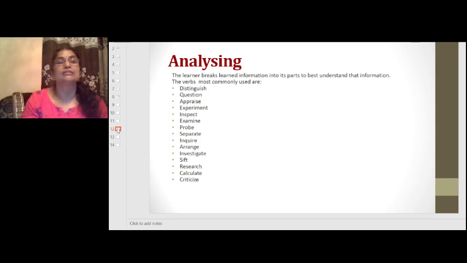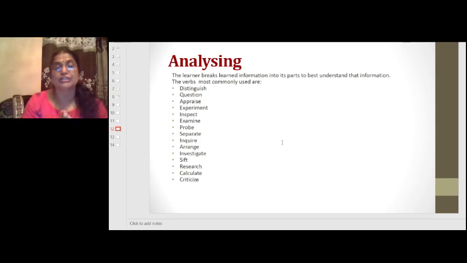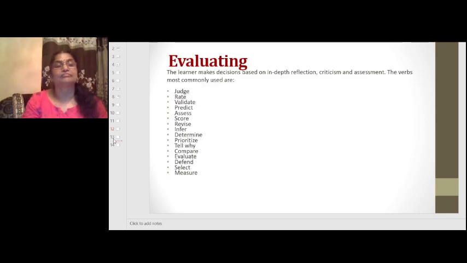And the next one, analyzing. So here the learner breaks information into its parts to best understand the information. So the verbs commonly used for analysis are distinguish. So you should know the difference between analyzing, question, appraise, experiment, inspect, examine, probe, separate, inquire, arrange, investigate, sift, research, calculate, criticize.